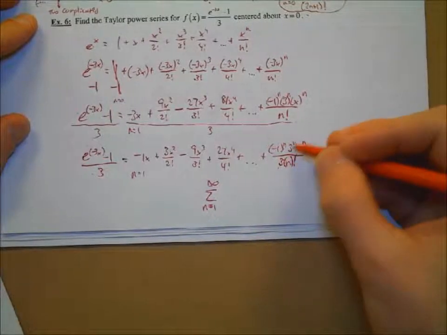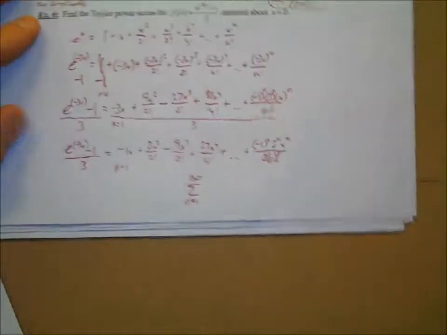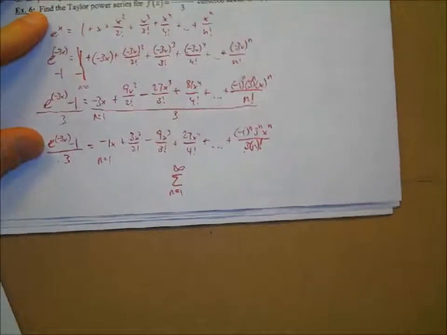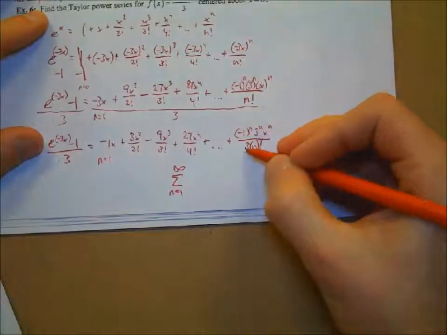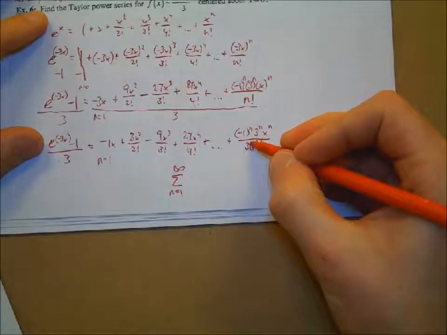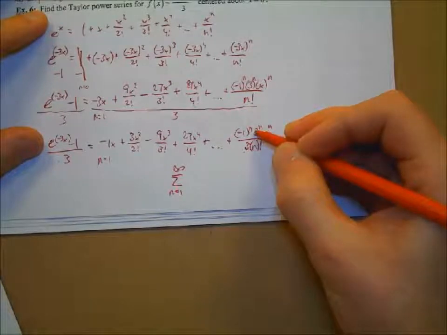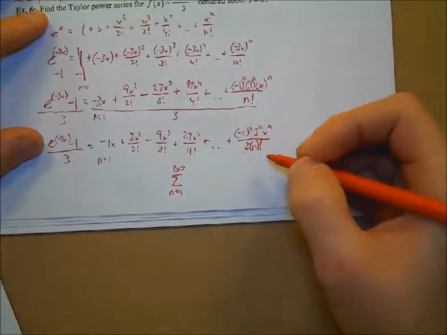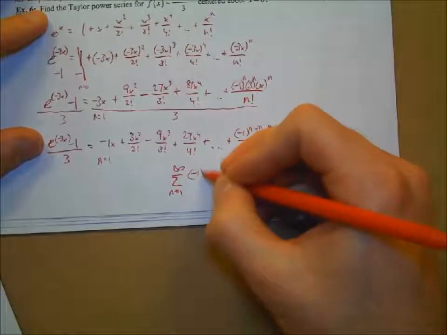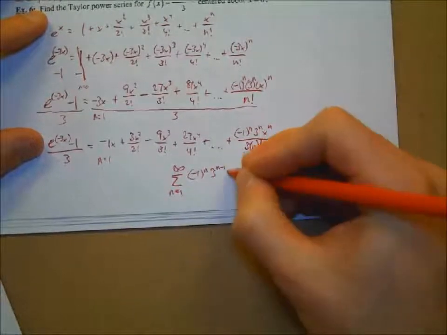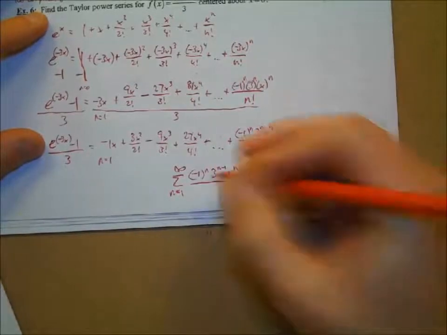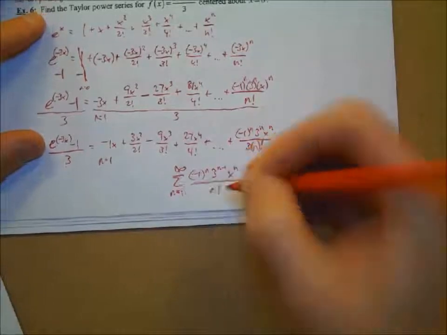Is this the best we can do with our general term, or can we simplify that some more? We have a 3 to the n and a 3 to the, what power would this be? 1. And when you have the same base, what do you do with your exponents? Subtract. So this becomes negative 1 to the n, 3 to the n minus 1, x to the n, all over n factorial.